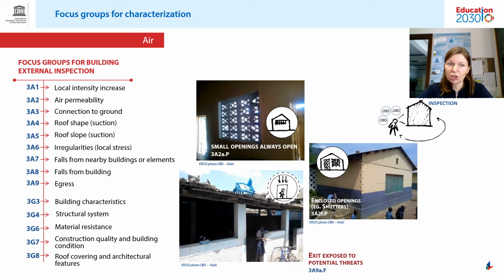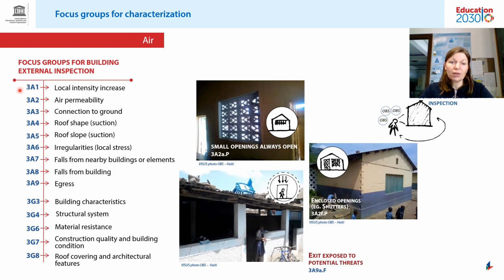Concerning the external inspection of a building in case of the air hazard, we have several focus groups to assess. First of all, there is the characterization of the potential local intensity increase. So in some cases, if buildings are in a particular predisposition, the air action could increase and there could be, for example, wind bursts and so on.